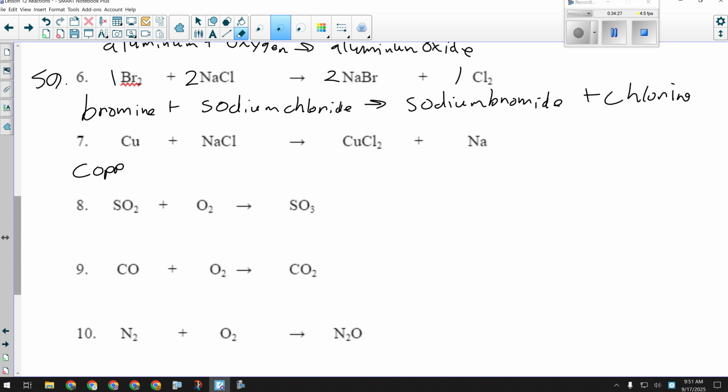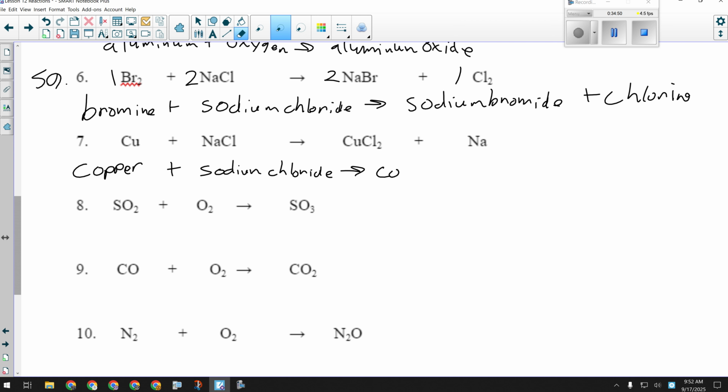Do I need to put a Roman numeral on it here, when it's by itself? No, it doesn't have a charge yet, right? It isn't a charged particle until it's in a compound. So this is just copper. Okay, I'm just bringing that up because I sometimes see that as a mistake. Is reacting with sodium chloride.